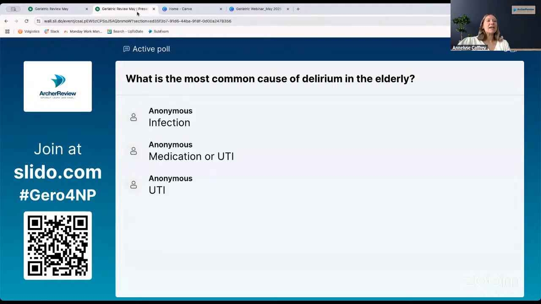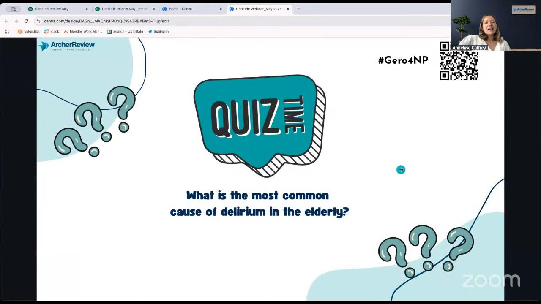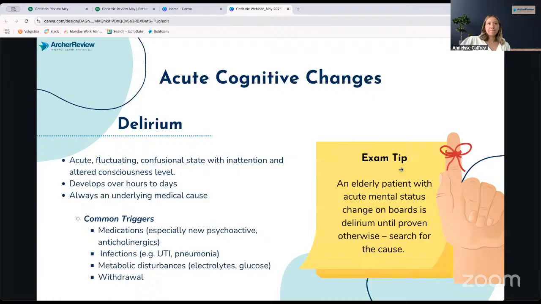Medication or UTI, infection, depression. Loving all these answers, guys. Technically, it's considered just infection. I mean, of course, a UTI is an infection, but yes, an infection is the most common cause of delirium.